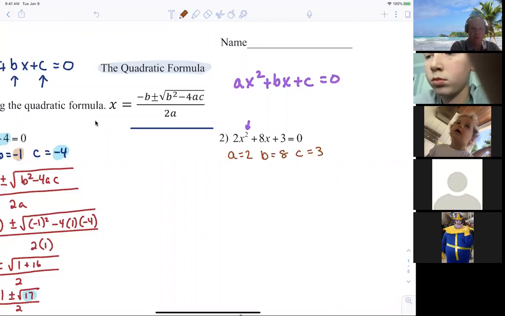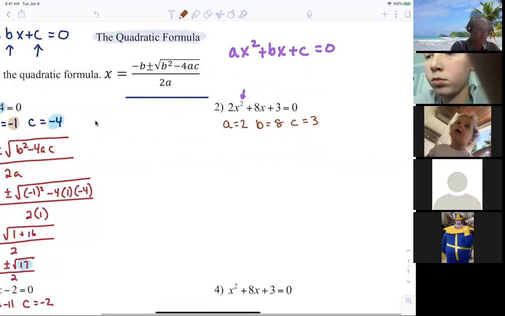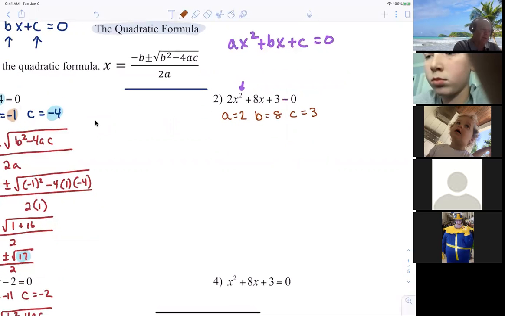Now, the easiest way to learn the quadratic formula is obviously just by writing it out. So we're going to write it out. x equals negative b plus or minus the square root of b squared minus 4ac, all over 2a. That's the formula that we're going to be using. Now we're just going to substitute in the numbers.